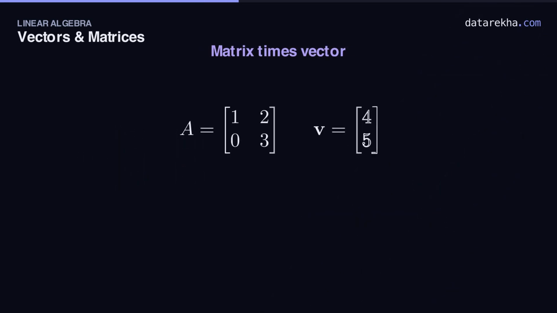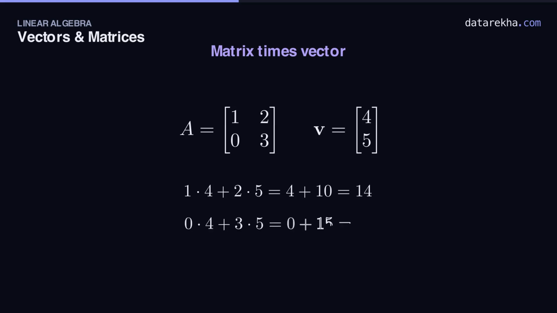Now the operation that ties it all together. A matrix times a vector. Take A: 1, 2, 0, 3 and the vector 4, 5. The rule is each entry of the answer is a row of the matrix dotted with the vector. First entry. Take the top row 1, 2 and the vector 4, 5. 1 times 4 is 4. 2 times 5 is 10. Together, 14. Second entry. The bottom row, 0, 3. 0 times 4 is nothing. 3 times 5 is 15. So 15. Stack the two results and A times v is 14, 15.